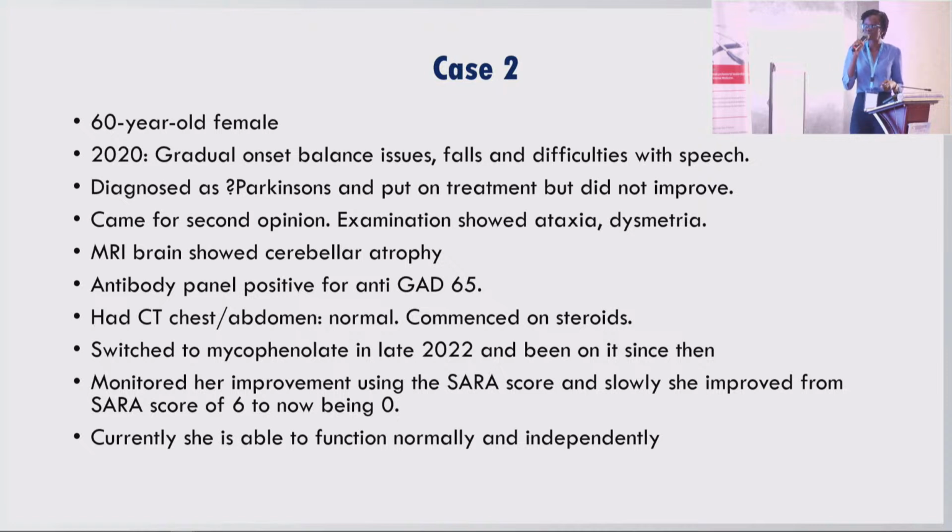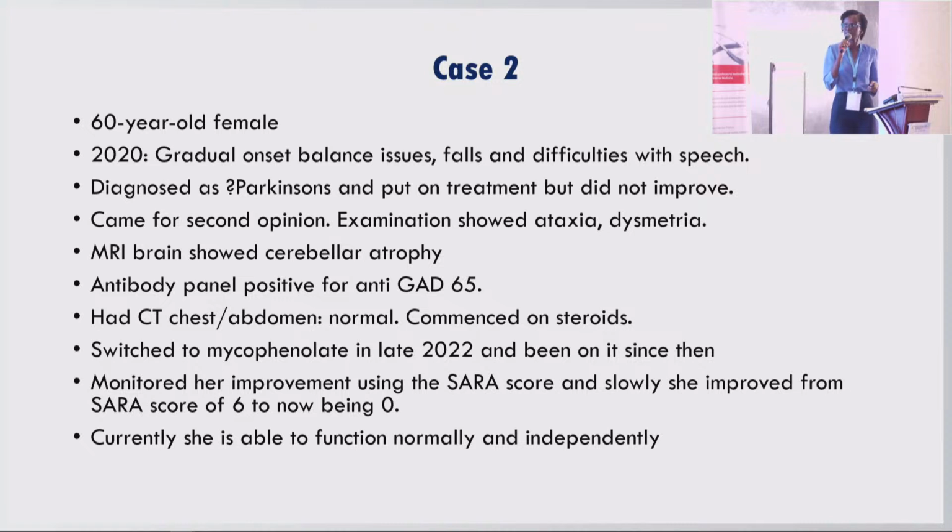Moving on to the second case, this is a 60-year-old female who had a history of rheumatoid arthritis, for which she had been treated with methotrexate but had been off treatment for about 10 years. And in 2020, she came in with gradual onset balance issues with recurrent falls and slurred speech, and initially had been diagnosed as Parkinson's and put on Sinemet, but she did not improve. So when she came in for a second opinion, her examination showed that she was ataxic, she had dysmetria, and her MRI brain that I will show on the next slide showed that she had cerebellar atrophy.